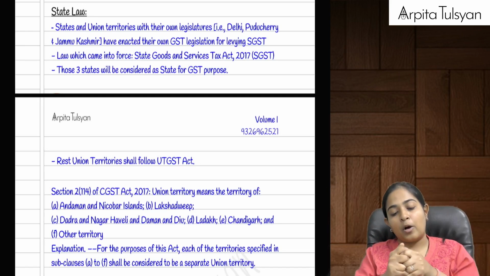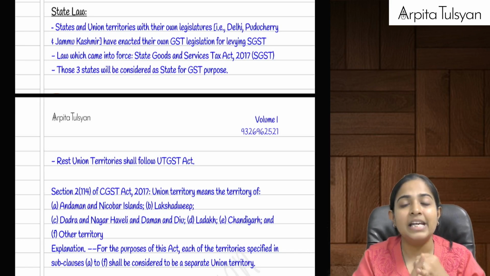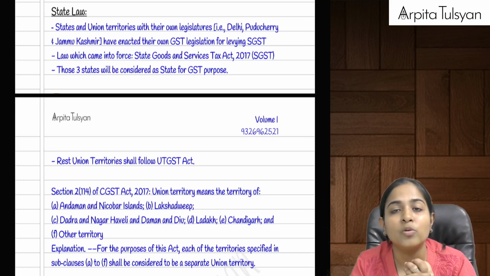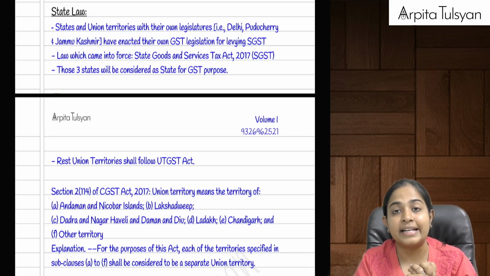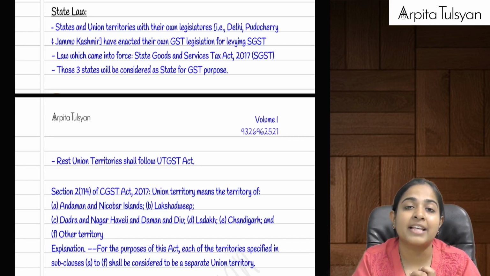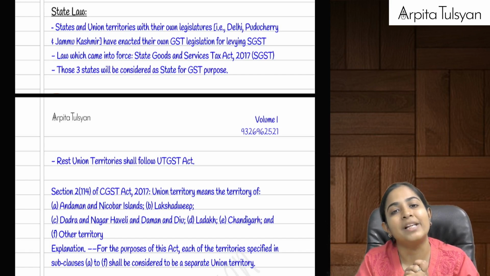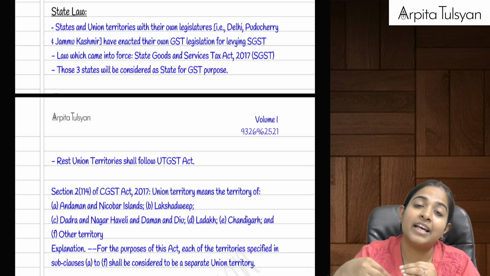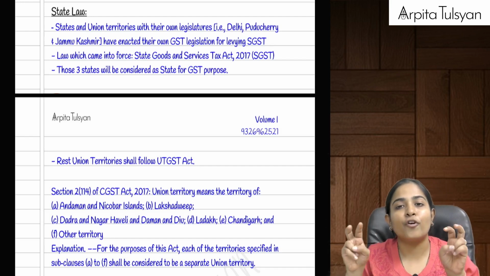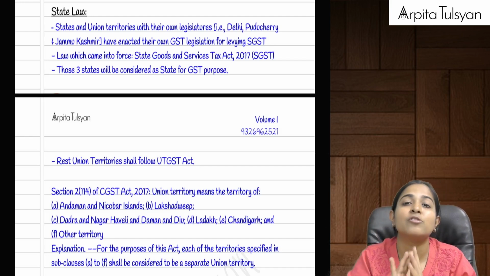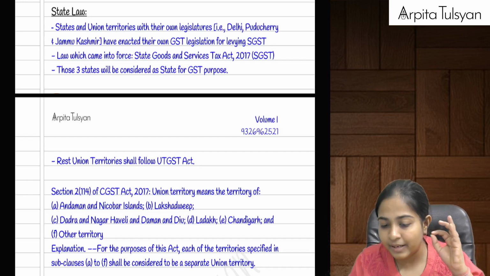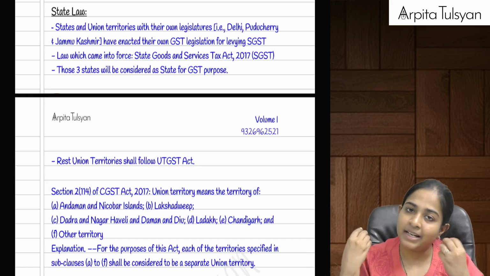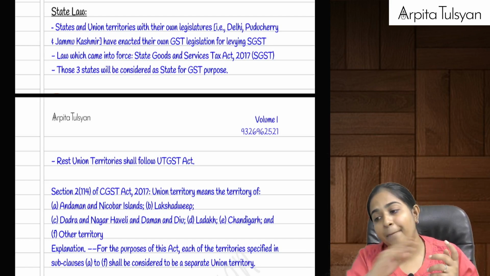So these three, Delhi, Puducherry and Jammu Kashmir, even though they were treated as union territories, considered themselves as state and made their own legislature. So these three we can call union territories with their own state legislature. For the purpose of GST, they will be considered as normal states because they have made their own GST legislation.